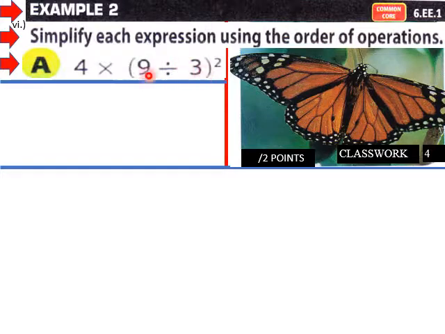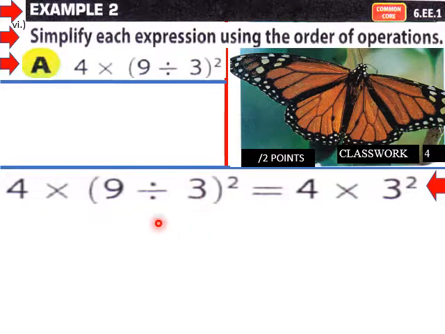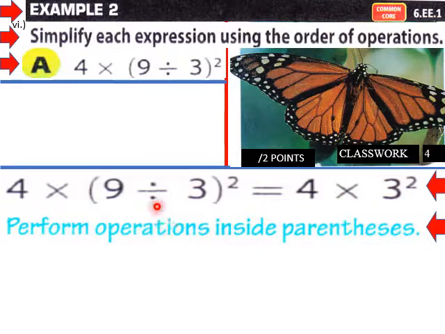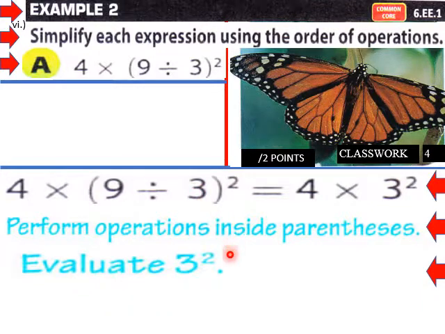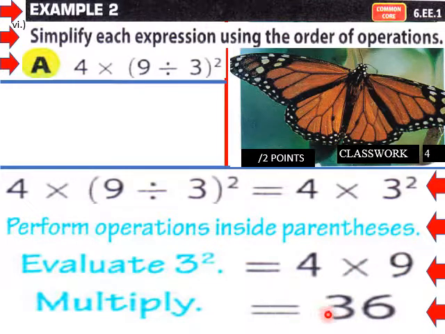So we have parentheses here, 4 times 9 divided by 3, and then we square this quantity here inside the parentheses. So to do that, we have 9 divided by 3 would be 3, squared. And then 4 times 3 squared. We're going to perform operations inside parentheses first, and then evaluate 3 squared now. What's 3 squared? So 4 times 9 would be, multiply out, 36. So this expression here would simplify out to equal 36.